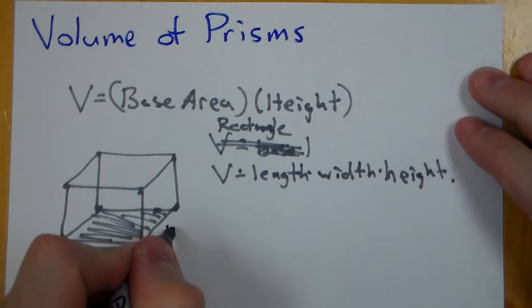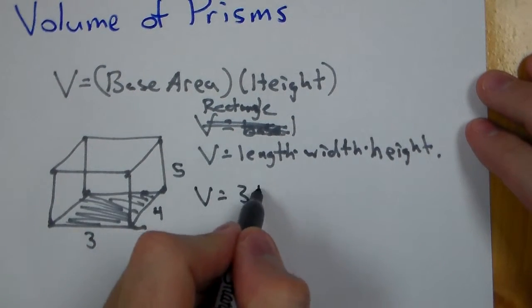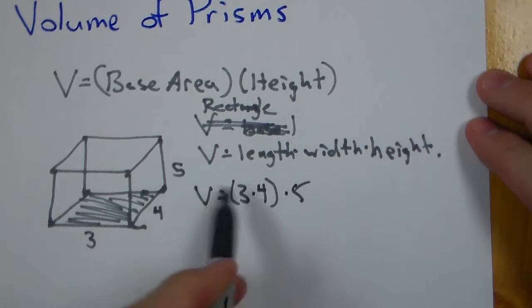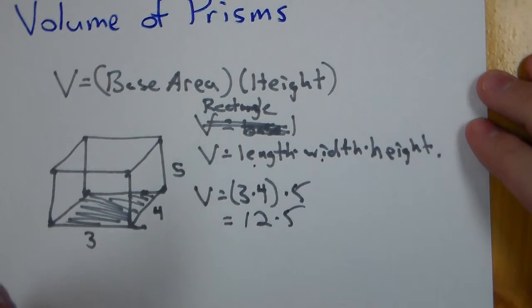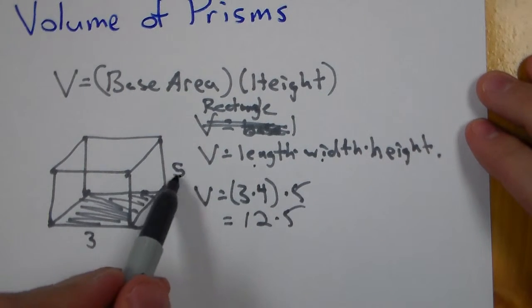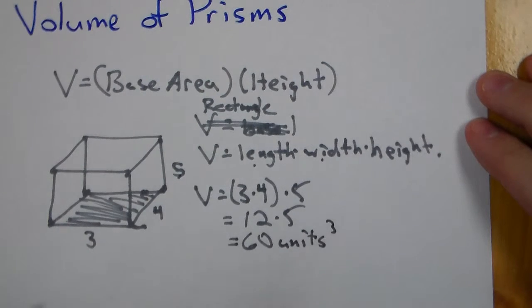So if I had 3, 4, and 5, the volume would be 3 times 4 times 5. Those are the two dimensions, which give you 12, or a base area of 12. And then the height being 5 gives us 60 units cubed.